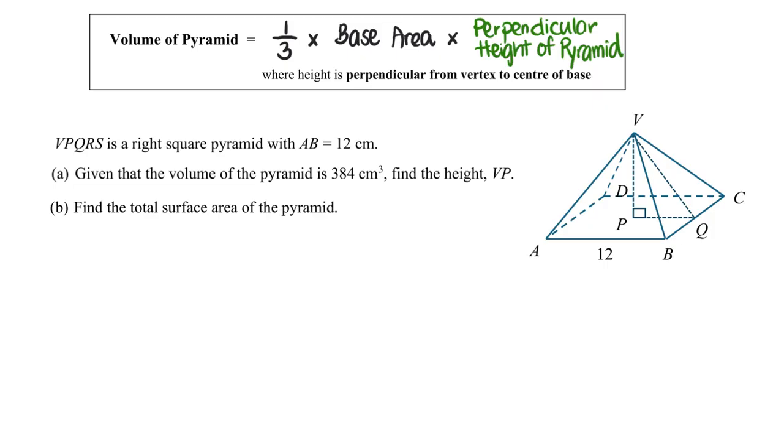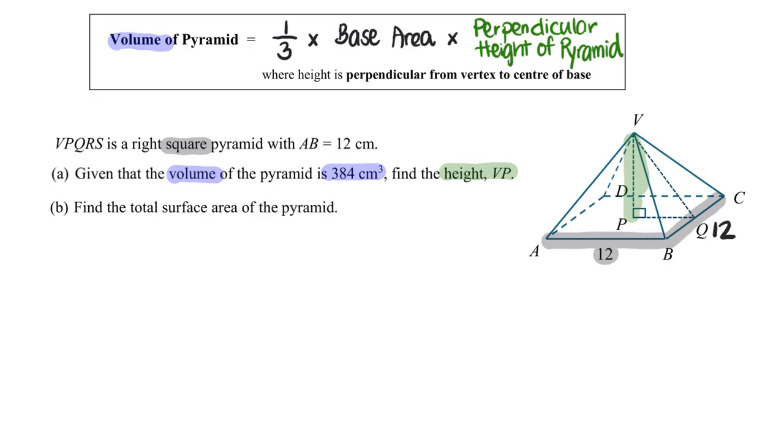Everyone, welcome to this video where we are given a right square pyramid. Since it is a square, that means if this is 12, this will also be 12. Next, we are supposed to find the height, VP, which is around here. And we are also given the volume.